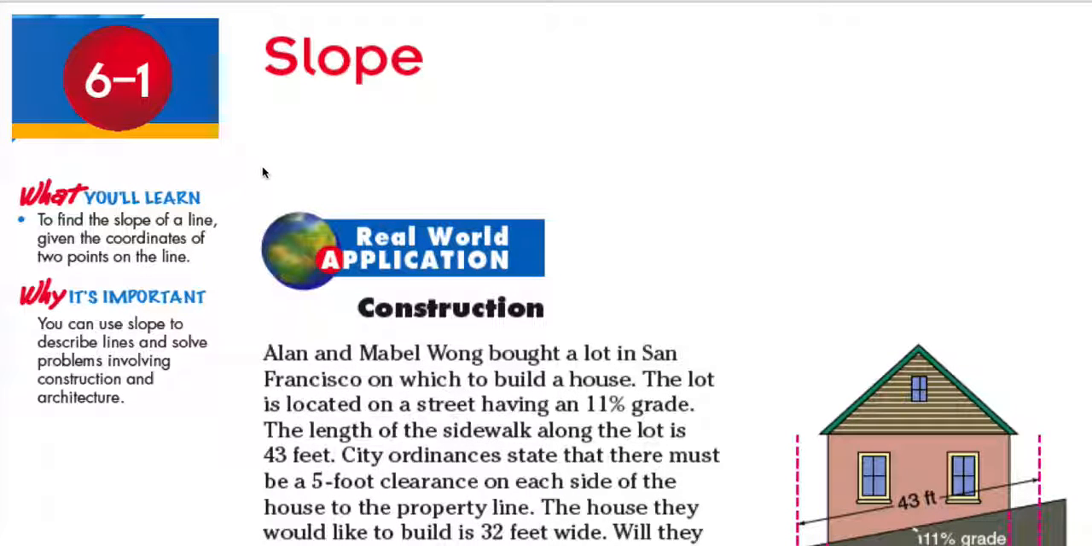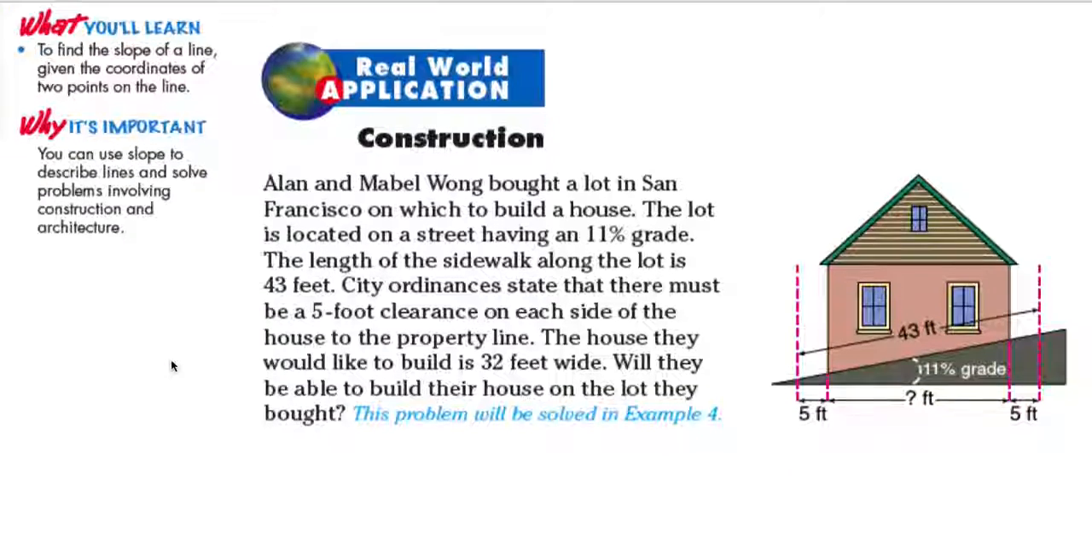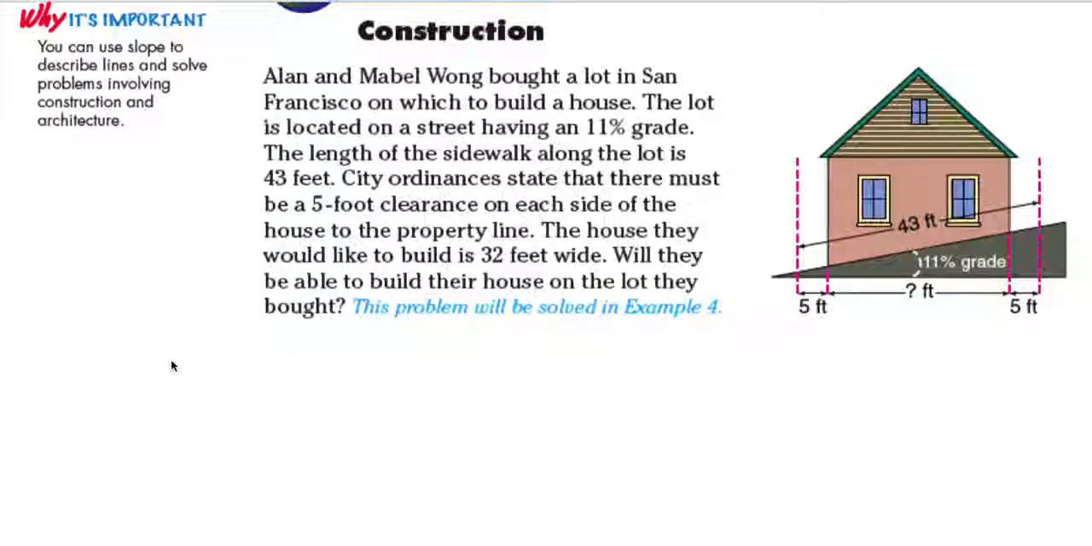Lesson 6-1, slope. In this lesson you'll learn to find the slope of a line given by the coordinates of 2 points on the line. Why is it important? Because you can use slope to describe lines and solve problems involving construction and architecture. Let's take a look at this real-world application in construction.